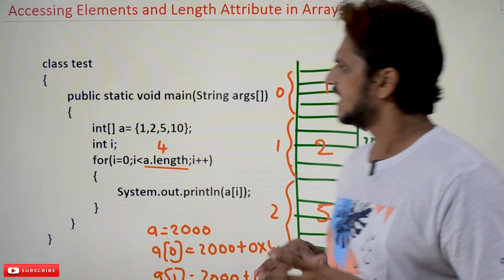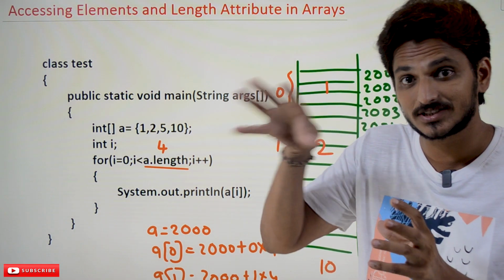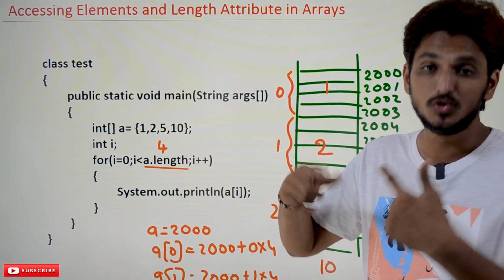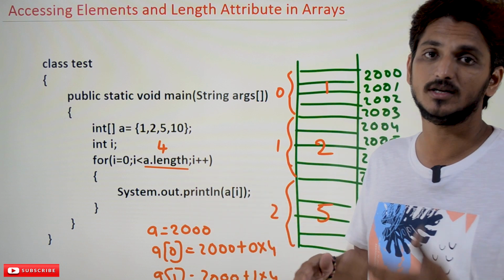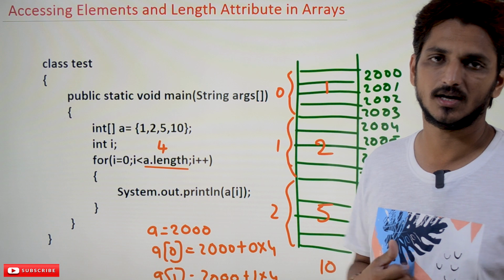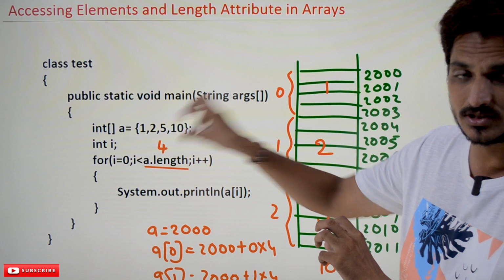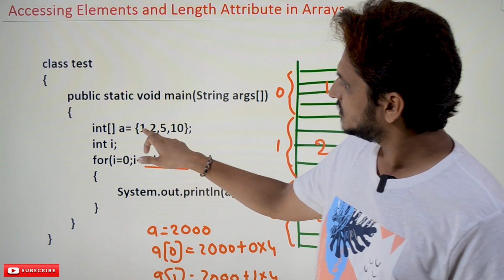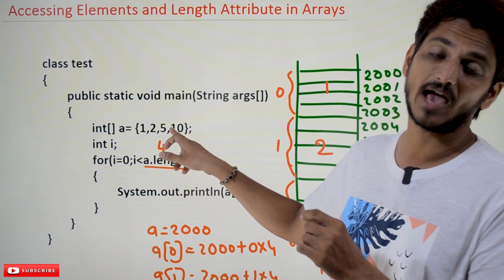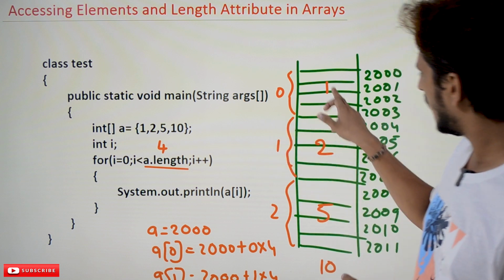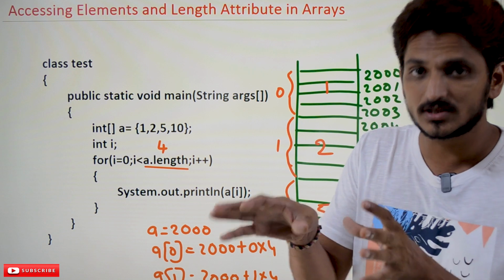Coming to today's class, this is a very simple class, but you need to have a memory visualization and understanding about this, because we are going to use this part of the coding many times when we write different coding examples in our next classes. Coming to this example, we need to access the elements present in an array. int a = {1, 2, 5, 10}. So we declared an array and we initialized it, and it has 4 elements: 1, 2, 5, 10.